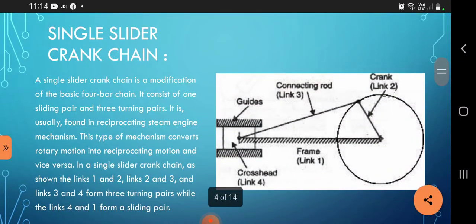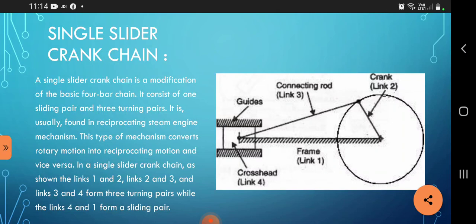Single slider crank chain. The single slider crank chain is a modification of the basic 4-bar chain. It consists of one sliding pair and three turning pairs. It is usually found in the reciprocating steam engine mechanism. This type of mechanism converts rotary motion into reciprocating motion, and vice versa.